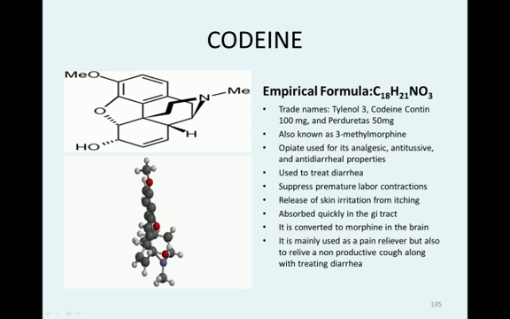Codeine is a very popular drug that is also known by different trade names. Codeine is also known as 3-methylmorphine. The drug is absorbed very quickly in the GI tract. Although it is mainly used as a pain reliever, it also is used to relieve a non-productive cough along with treating diarrhea.